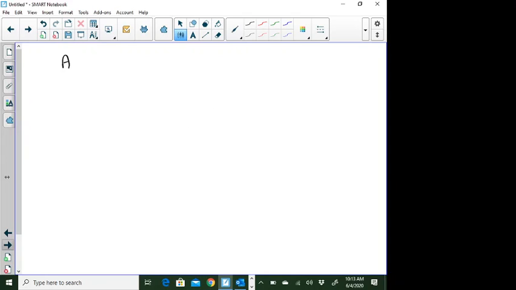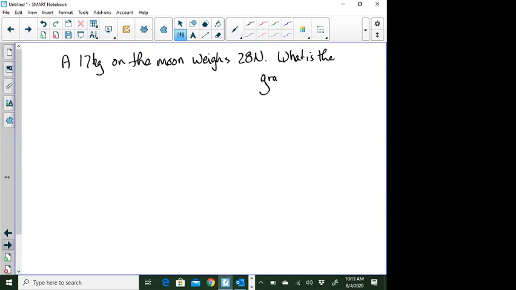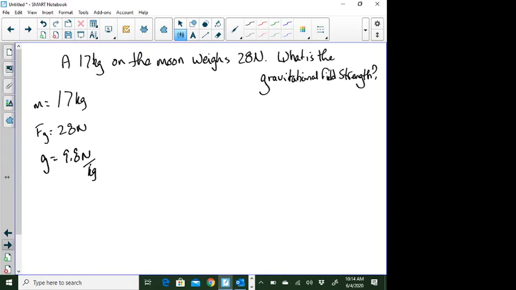It says, a 17 kilogram dog on the moon weighs 28 newtons. So then the question is, what is the gravitational field strength? So we're going through, we got 17 kilograms, that's m. We have 28 newtons, that's the force of gravity. And then we use g is equal to 9.8 newtons per kilogram, because we're expected to know that.